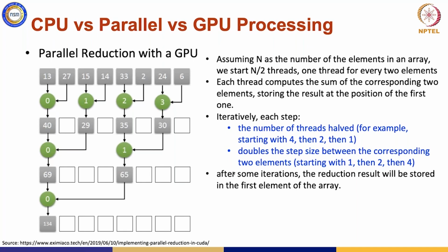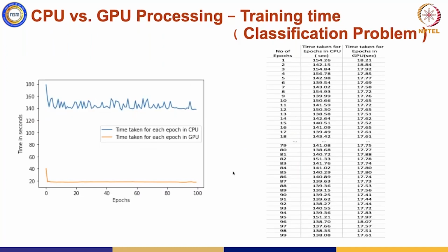Okay, so now this is a snapshot which shows the difference in processing time for a small classification problem which we ran on the GPU as against the CPU. Here, for epochs ranging from 1 to 99, you see the time taken for each epoch on a CPU as against on a GPU, right? You can see that if there is only one epoch to be run, it takes about 154.26 seconds to execute on a CPU as against 18.21 seconds on a GPU.